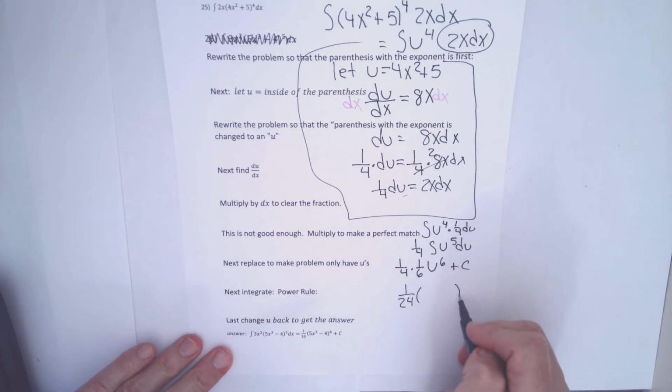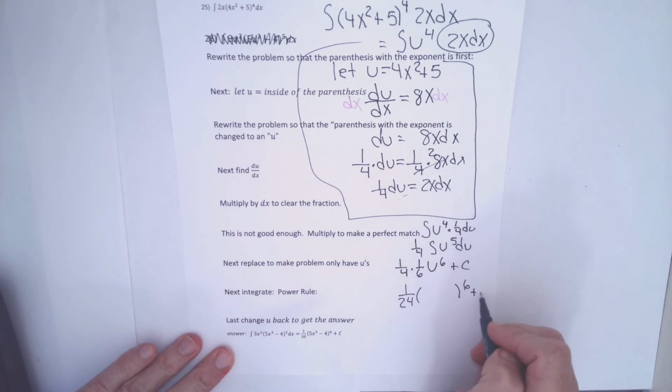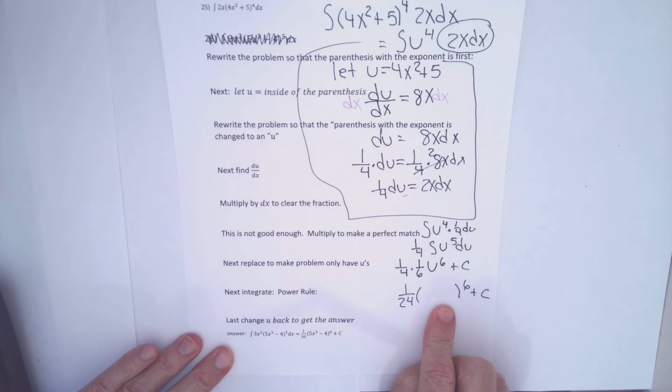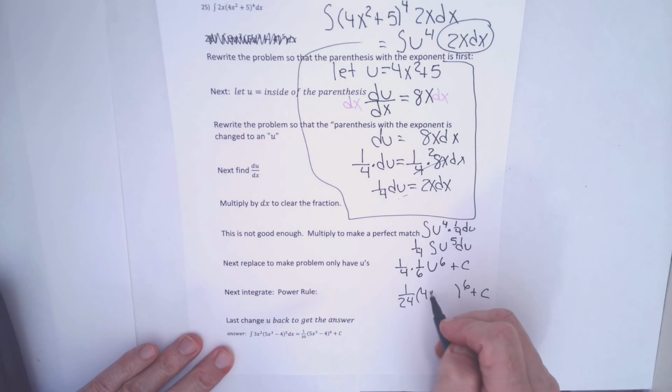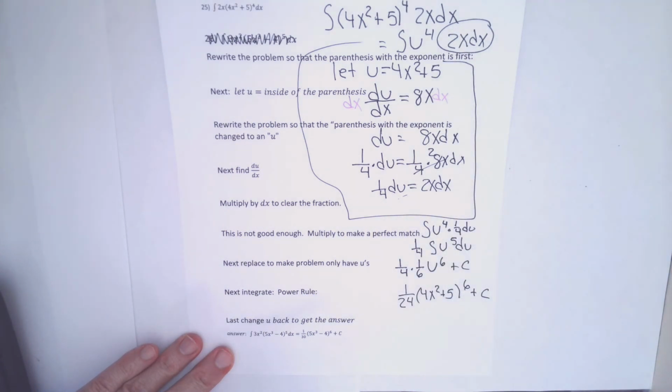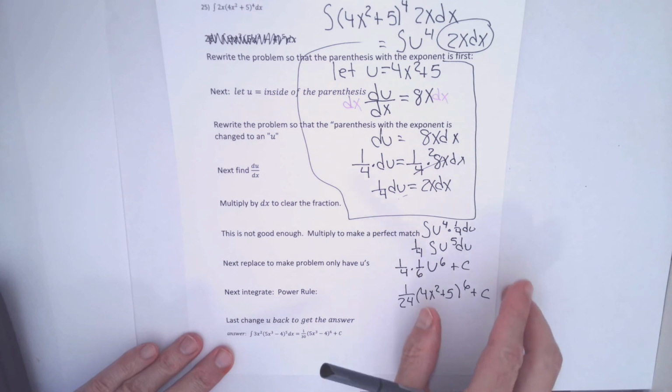I'm going to get rid of the u, put a parentheses where the u was, and what I let u equal to was 4x squared plus 5. That's going to go in my parentheses. So the answer to problem 25, which is actually one of your homework problems, would be 1/24 times 4x squared plus 5 to the 6 plus c.